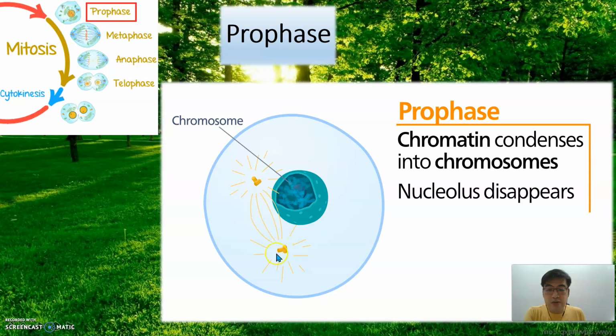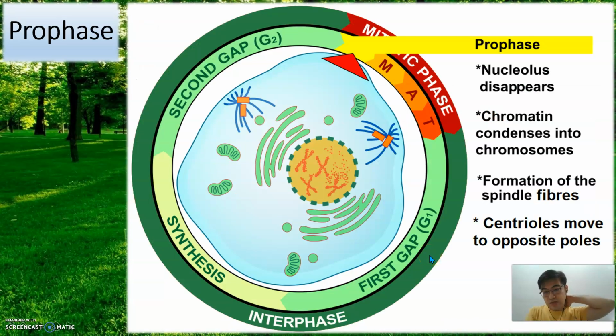And inside of each centrosome, you have 2 centrioles. Okay, so we go into detail now. This is the cell, and the nucleolus disappears. The nucleus is in the middle of the cell here. The nucleolus disappears. The chromatin condenses into chromosomes, as you can see, forming the X shape. The formation of spindle fibers at the centrioles. The blue lines are spindle fibers, and the centrioles will move to opposite poles.